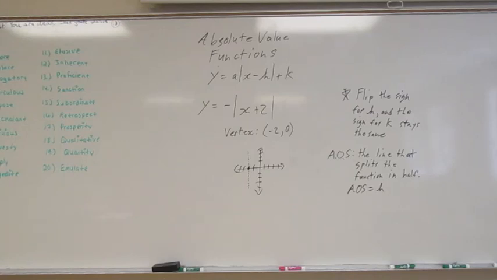So if there's no h, your axis of symmetry is 0.